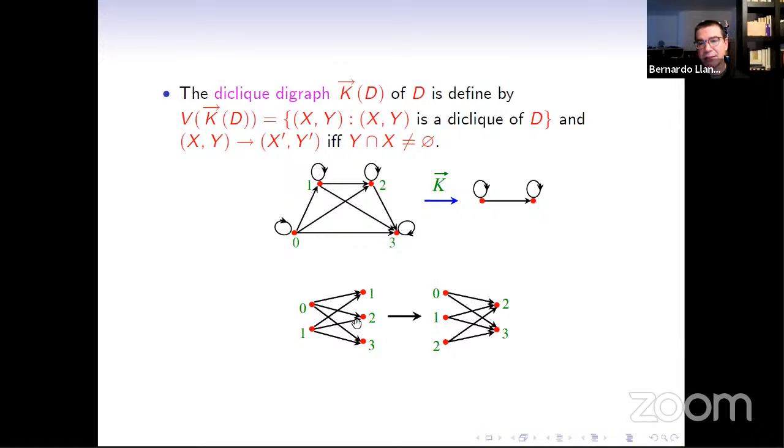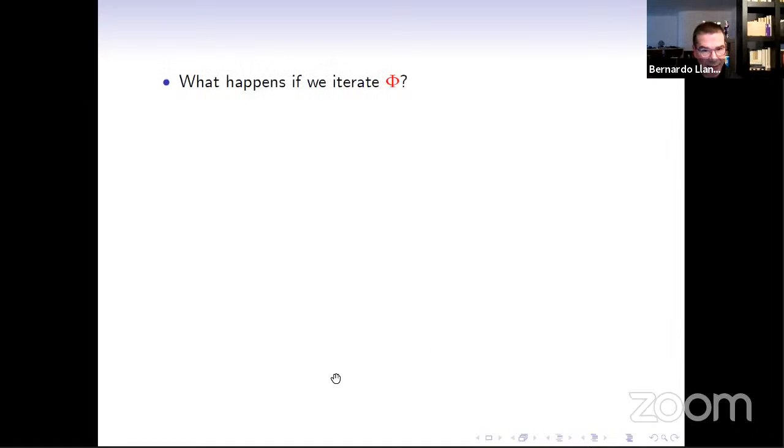You can check that there is only one arrow from here to here. Could be in some examples, this is not uncommon, that you can have an arrow from this vertex and returning one. But I don't consider these cases in this talk. So this is the diclic graph.